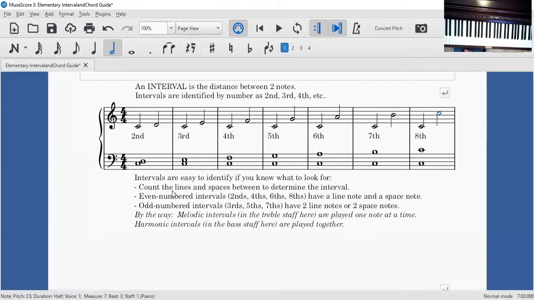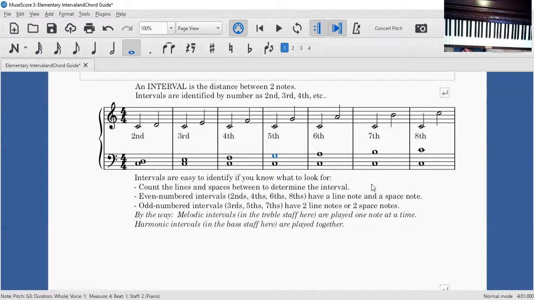So the easiest way to figure out any interval is count the lines and spaces between to determine the interval. Let's take this one, the fifth, right in the middle in the bass clef. Here we have a note on a space. Then we skip a line. We skip a space. We skip a line. And then we have the next note on a space. So our sequence here is space, line, space, line, space. That's 5 things. It's a fifth.